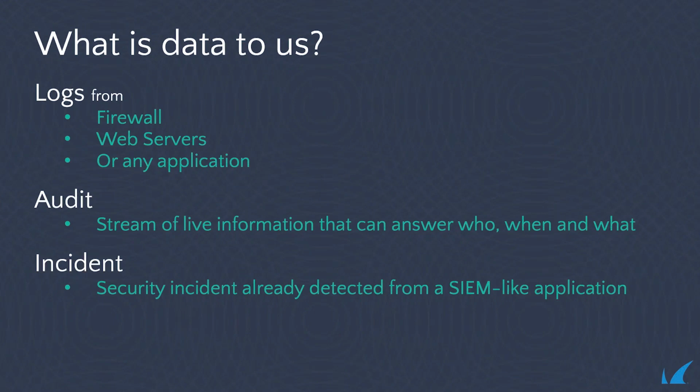What is data to us? Not surprising for a lot of us here, we ingest tons of logs, just like anybody else who uses Elastic. For us, it's logs from firewalls, web servers, or any applications. You bring it, we make security sense out of it. Audit information can answer who, when, and what, or a security incident that has already happened and been identified by another system. Typical example, AWS's GuardDuty.